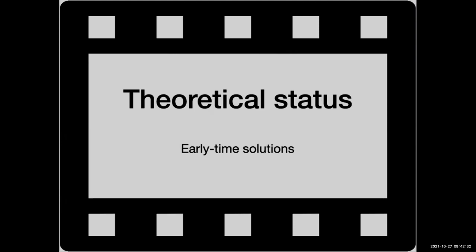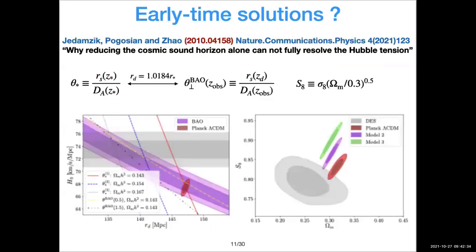So let's look at the theoretical status on the early time solutions. Recently, there have been some debates over the early time solution. For example, in this paper, a full consistency between the CMB contour, BAO band, and the local measurements allowed us to get a higher value of H0 with decreasing sound horizon, but at the price of a larger and larger omega_m h^2. And with larger and larger omega_m h^2, we get a much worse S8 tension.